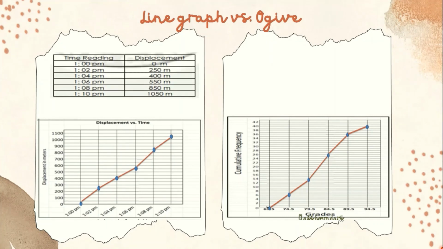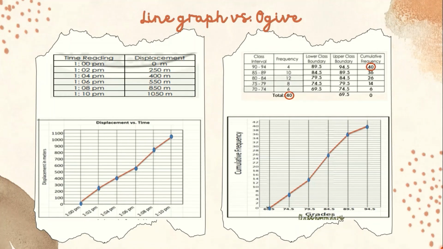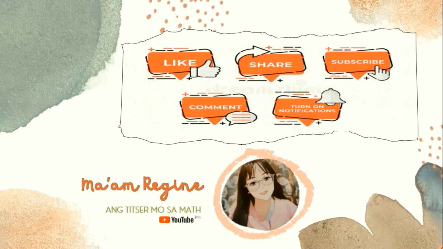Looking closely doon sa ating mga frequency distribution where we base the data for the line graph and the ogive respectively, ito yung frequency distribution kung saan binase natin yung data for the line graph. Ito naman yung frequency distribution for the ogive. This frequency distribution is a frequency distribution for an ungrouped data, while the other one is a frequency distribution for a grouped data. So, yun ang main difference ng line graph and ogive. We use a line graph for plotting ungrouped data, while on the other hand, we use an ogive if we are plotting grouped data.